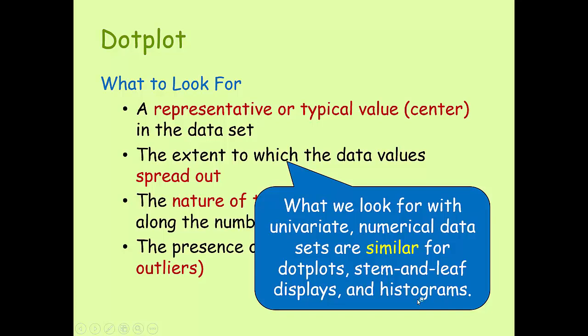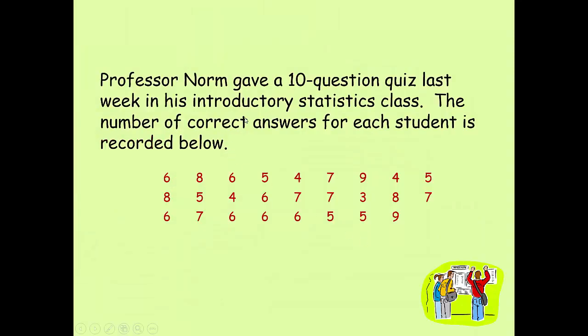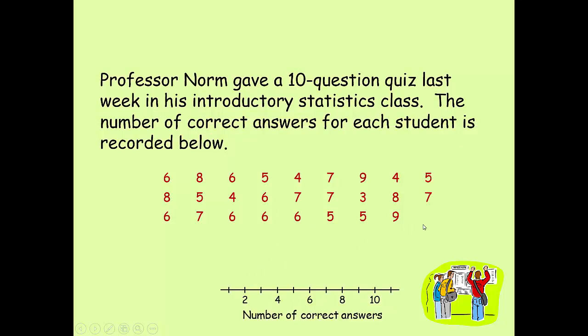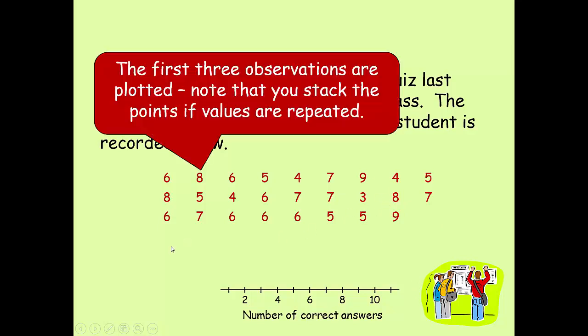We're going to really concentrate more on histograms, but let's just go through the dot plots and stem and leaf so you can see what they look like. So Professor Norm gave a 10-question quiz last week in his introductory statistics class. The number of correct answers for each student is recorded below. So the first thing I do is draw a horizontal line with an appropriate scale, with the number of correct answers. I could go from 0 to 10, because it's a 10-question test.